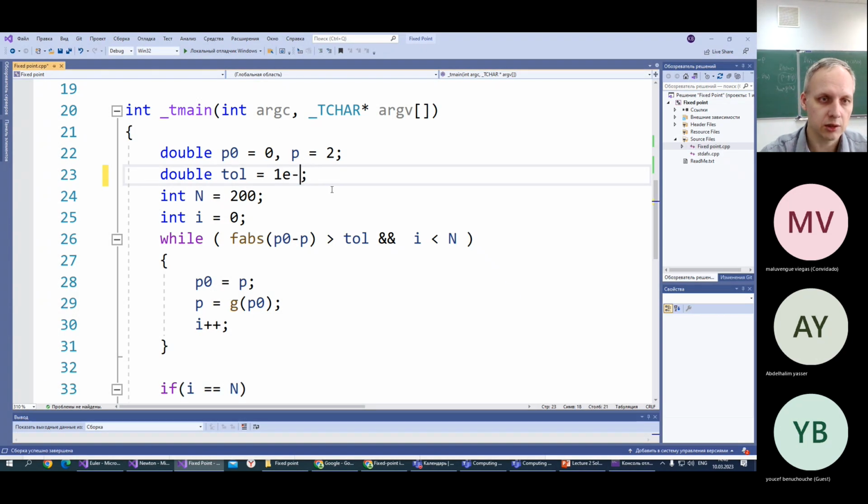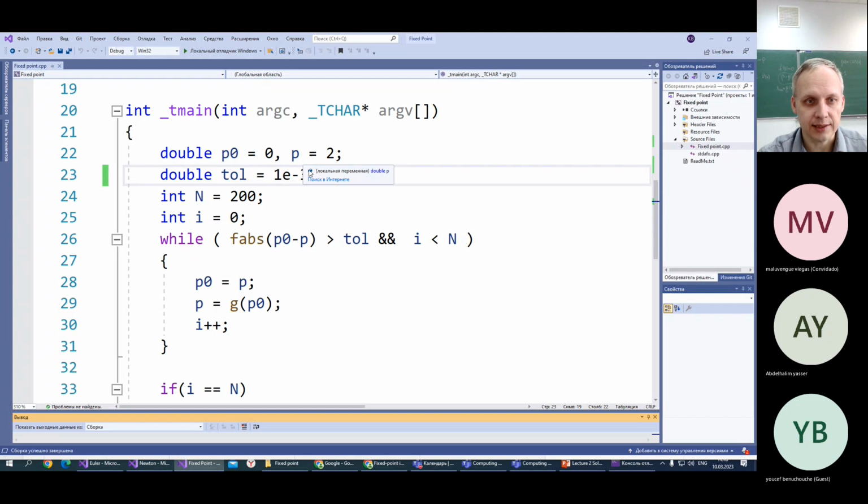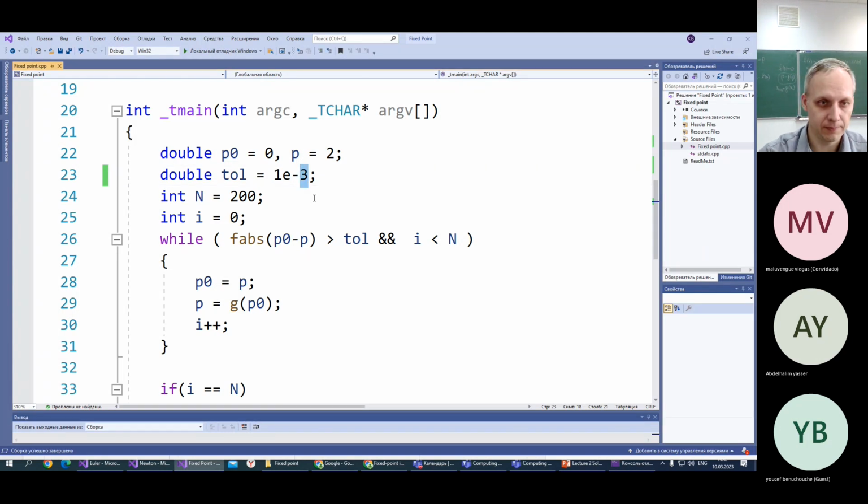Let's take not 10 power minus 6, but 10 power minus 3. You see that the tolerance is 10 power minus 3. The number of iterations is significantly reduced, not 35, but only 18 iterations. And here you may see that g of x, 739 equals 738, because, if you remember, I assigned a tolerance of 10 power minus 3.